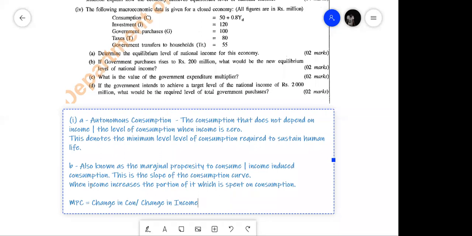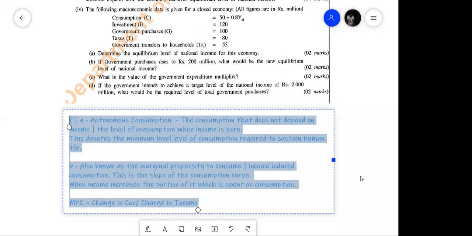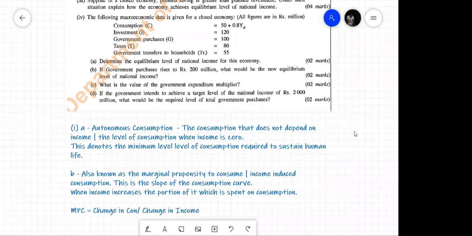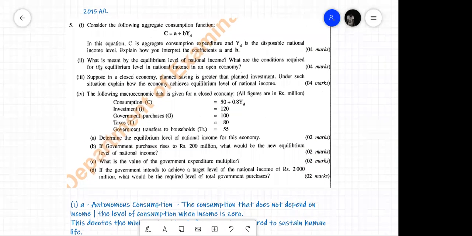Remember, you need to write for 2 marks for what is autonomous consumption. You need to write for 2 marks for what is marginal propensity to consume. That's all that you have to do. Again, a very, very simple question. Okay. So that's about the first one. Okay. So then we'll move on to the second one.